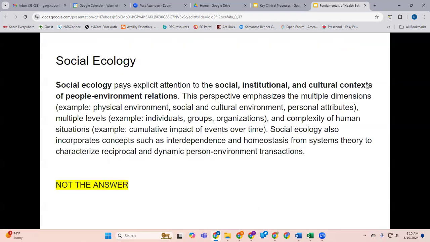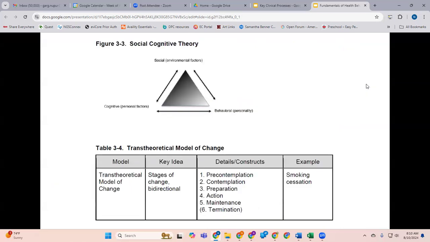And there was one question where social ecology was one of the answers. It sounds like some of the other models of health behavior change, but it's not. So that wasn't the answer, just so you know. Another one is social cognitive theory or social learning theory. That was one of the three things mentioned.